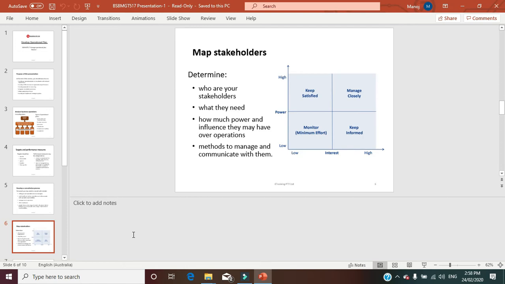Now, map stakeholders. So how do you map your stakeholders? You need to understand who your stakeholders are, what they need, and how much power and influence they may have over operations, and the methods to manage and communicate with them. So it could be, look, are you keeping your stakeholders really satisfied? Manage closely. You can see there is a grid in there: low interest, high power, high, low.